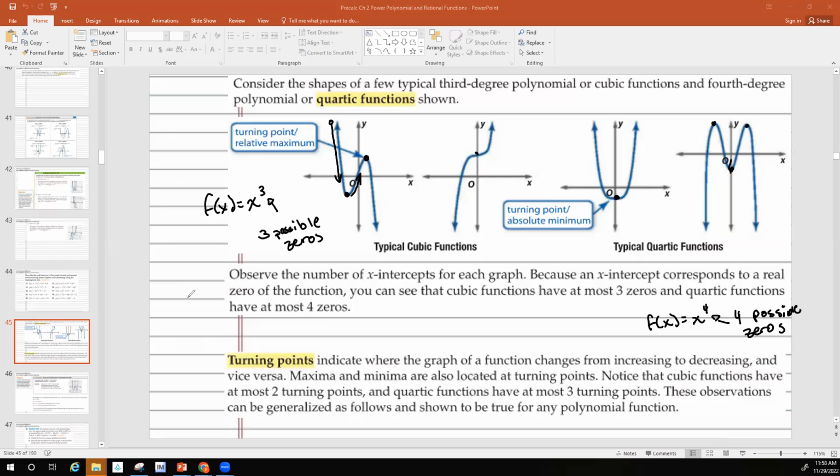Now the turning points, this one can be 1 less than the degree. So this 3 minus 1 is 2 possible turning points. All right, and here for the quartic, it's 4 minus 1. So 3 possible turning points. And we are going to see that on the next slide. So let's look at that. Let me say this on the notes first.